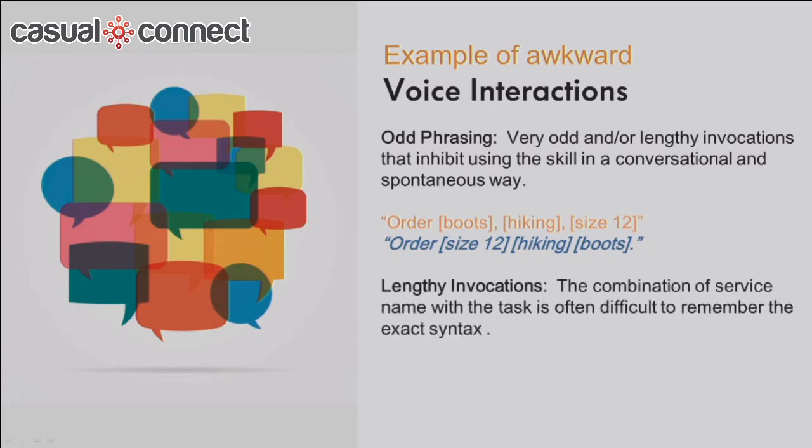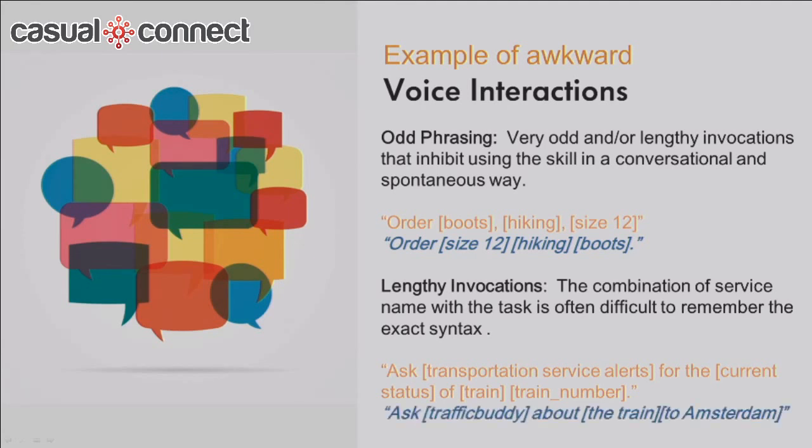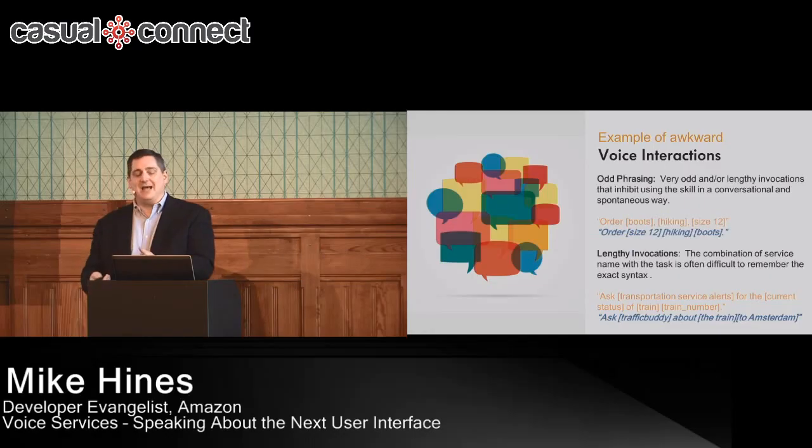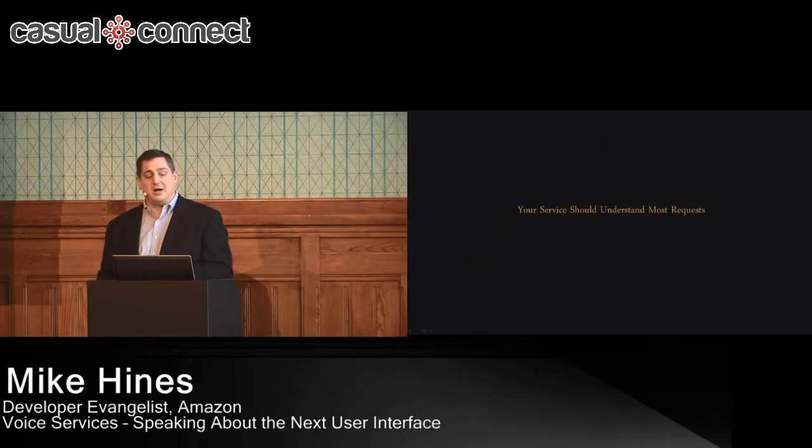That's really unnatural. Also unnatural is making really very technically accurate but impossible to say things that your customer has to remember. Ask transportation service alerts for the current status of train 14. Nobody talks like that. What you want is, ask Travel Buddy about the train to Amsterdam. That needs to be something that you recognize and that you can actually express an acknowledgement for. That's understanding what your user is talking about.